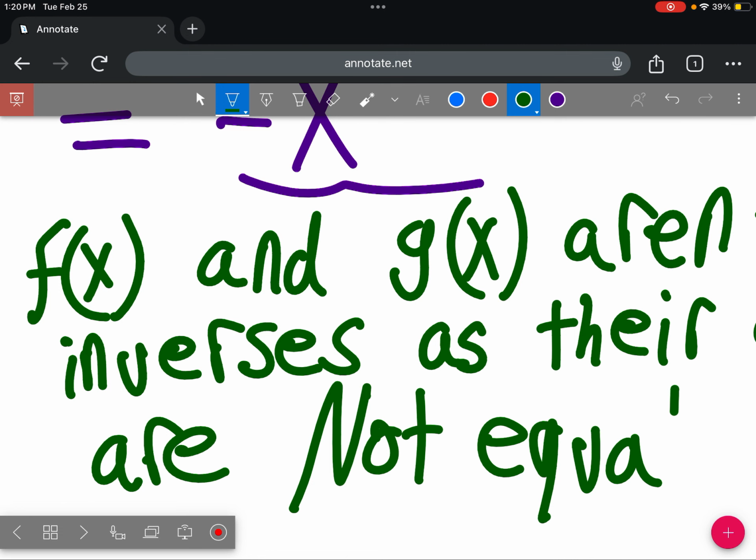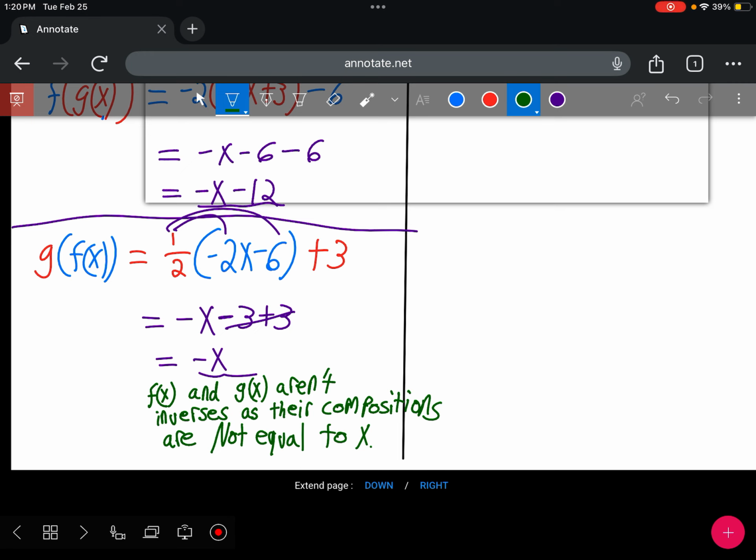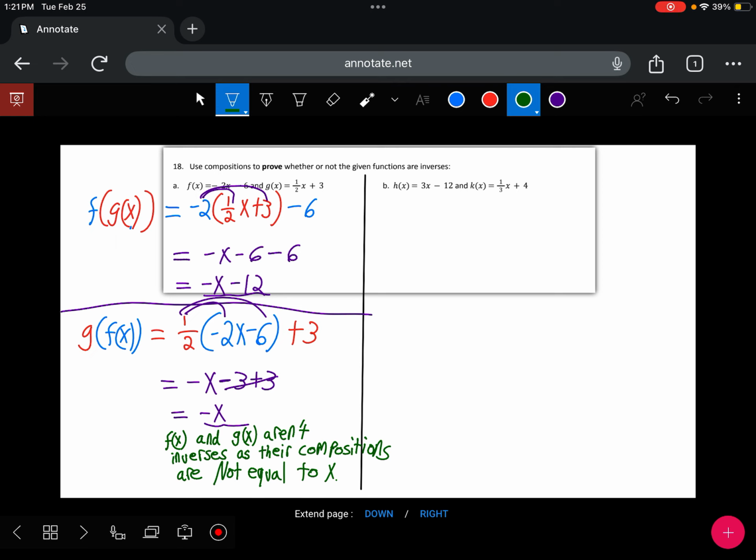Now, someone asked earlier today, can I say that f of x and g of x are not inverses because they are not equal to each other? No, you cannot say that. Because if I had negative x minus 12 down here and down here, they still would not be inverses. For them to be inverses, they both have to be equal to x. Very good. We'll go back to 18b if we have time.